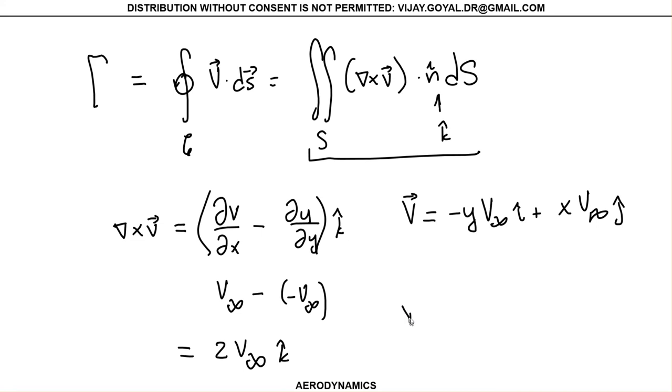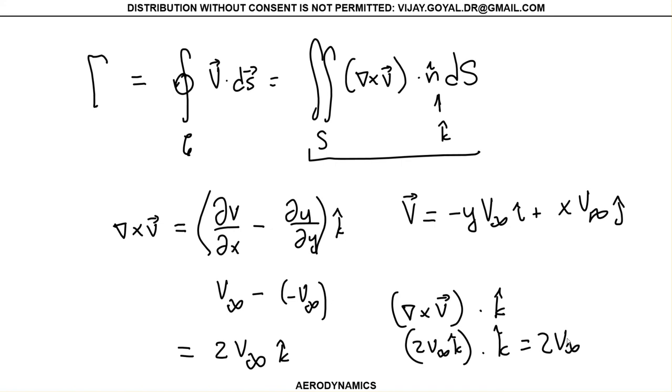So this is k as well. So if I take this and I take the dot with k, okay, you can see this gives you 2 v infinite k dot k, that will give you 2 times v infinite. Okay, so that's what goes inside here. So if I go ahead to the next page and I go to integral, okay, 2 times v infinite, and this is dy and this is dx, but that's what your dS is.